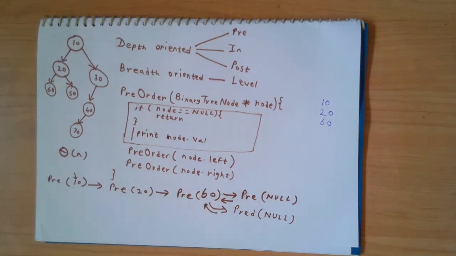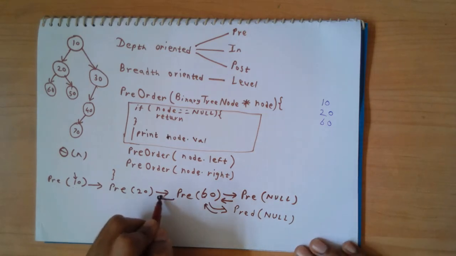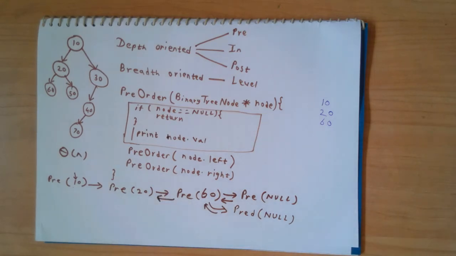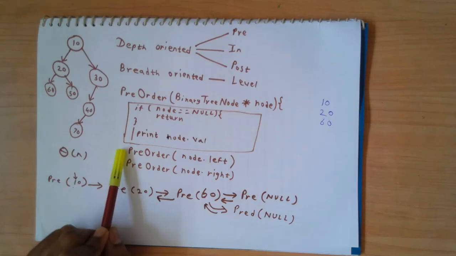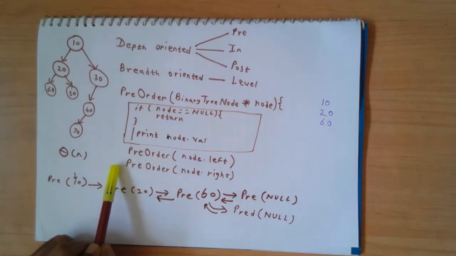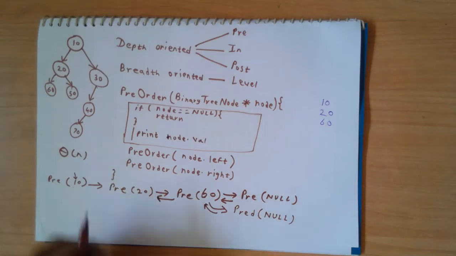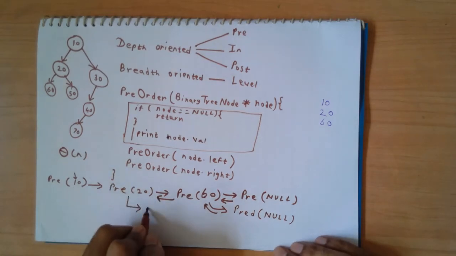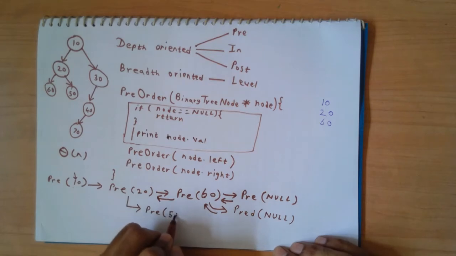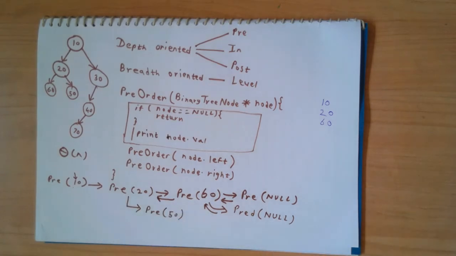So now we are going to go back, and in case of 20, it was the call with the left child. So we'll start executing the next statement, and this is now pre-order traversal with the right child of 20, which is 50. So now we are going to call pre-order traversal with 50, and we know from the experience of 60 what is going to happen.